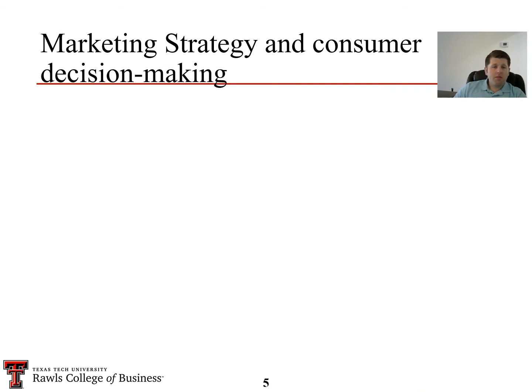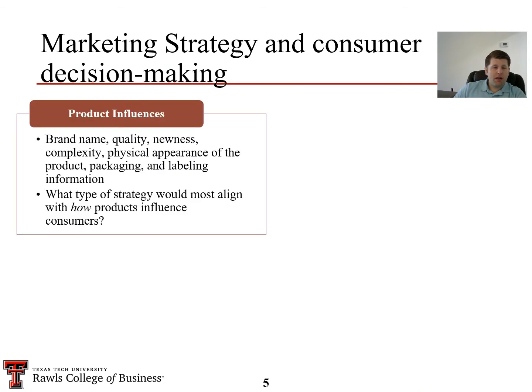So with marketing strategy and consumer decision making, there's the product influences like we've talked about. This goes anywhere from the brand name, the quality of the product, how new the product is, how complex that product is for us to understand, the appearance, packaging, labeling, all of those different things. So what type of strategy would most align with how products influence consumers? And I'll let you think about that.